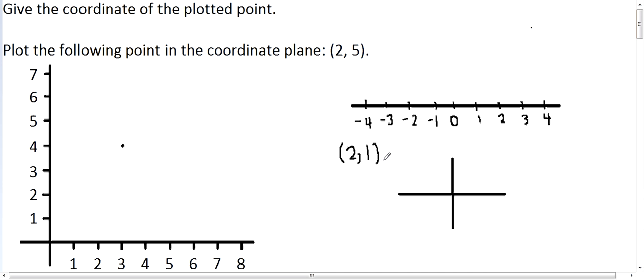The horizontal line will be positive to the right and negative to the left, while the vertical line will be positive upwards and negative downwards. The starting point, called the origin, will be the intersection of the two lines and represents 0 for both horizontal and vertical directions.